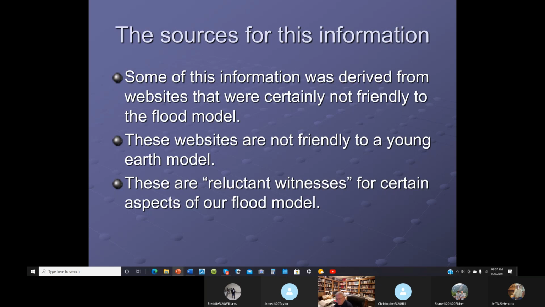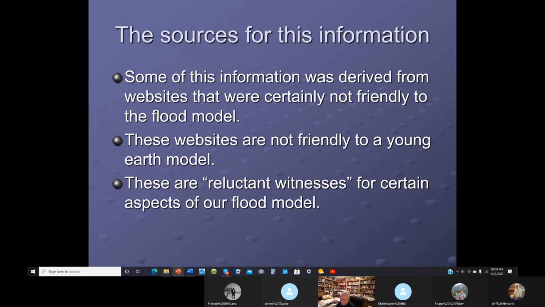Now, there's three kinds of witnesses when you're trying to prove something. There are friendly witnesses, and those witnesses can be tainted, or people can accuse them of being biased. Then there's opposed witnesses. This is someone who doesn't agree with what you're saying, but they'll testify that what you're saying is right. Now, that's called a reluctant witness. Then there's a witness that is not concerned one way or the other. So these are your three kinds of witnesses if you have a courtroom or to decide something.